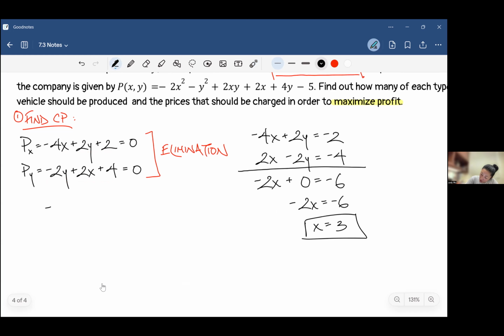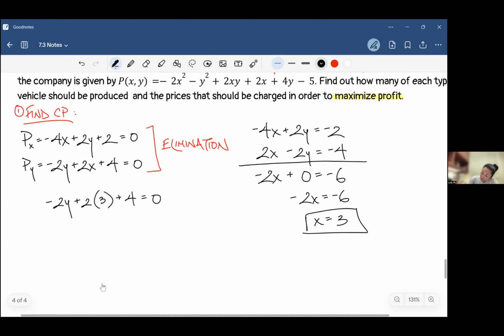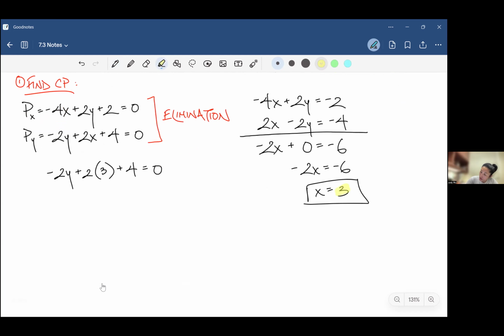So I get negative 2y plus 2 times 3 plus 4 equals 0. So in other words, I took this 3 and I plugged it in for the x. All right, negative 2y plus 6 plus 4 equals 0. I'm going to add the 2y to the right-hand side. 6 plus 4 is 10 equals 2y, and that gives me y equals 5.